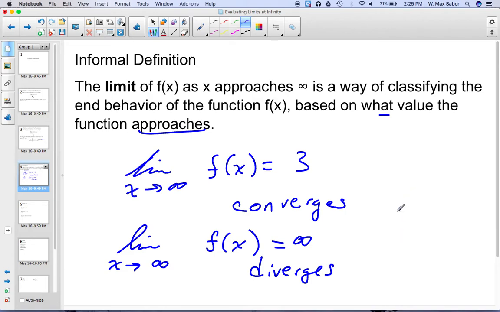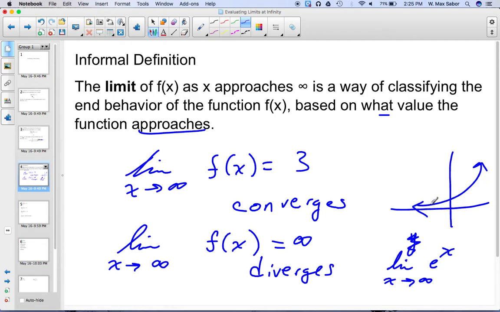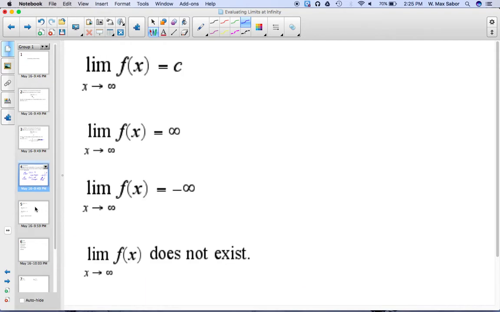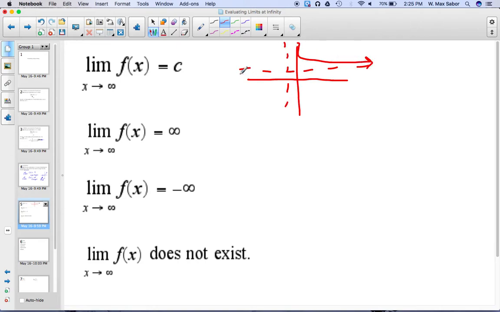And that's something, for example, if we take the limit of e to the x as x goes to infinity. Well, this is an exponential function. It just gets bigger and bigger. That looks like this, and it clearly diverges at positive infinity, but it converges at negative infinity. It converges to 0. So here's some examples. A convergent limit would be something like a rational function with this asymptote. It converges there. So that's an example of a convergent limit.